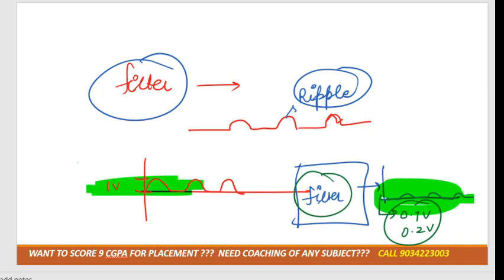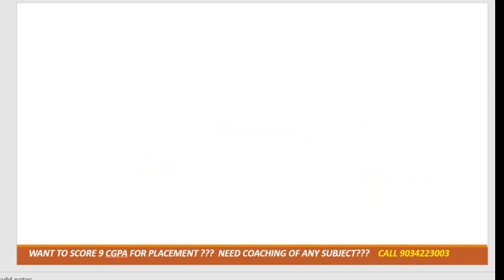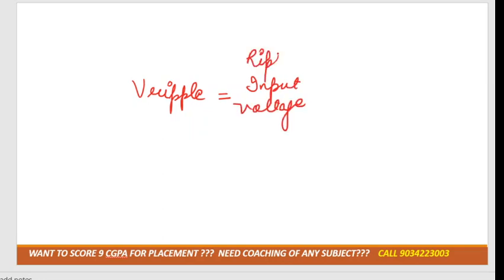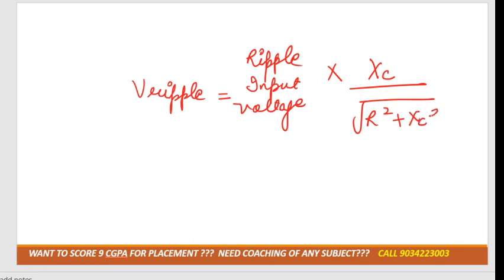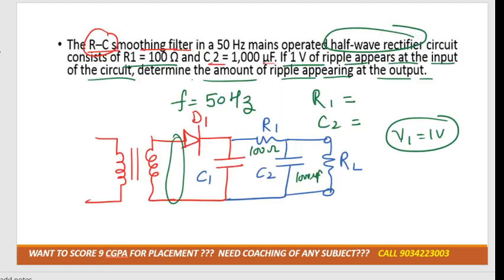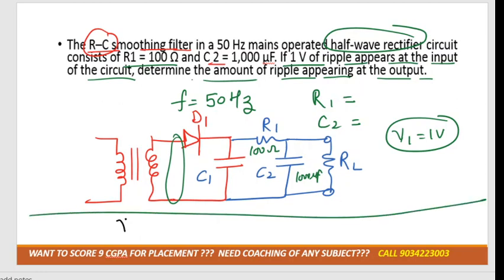Removed we can't say, right? So for that we have the formula: the ripple voltage is equal to the input ripple voltage multiplied by Xc divided by root of R square plus Xc whole square. In this case, as you know, Xc is not given, but we can calculate the Xc. How can we get the Xc?